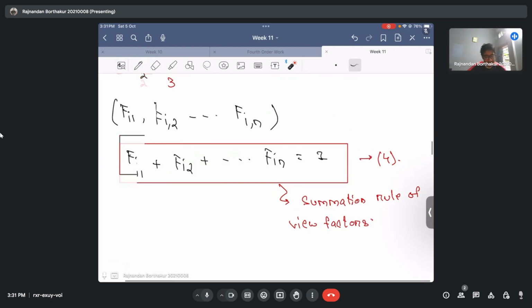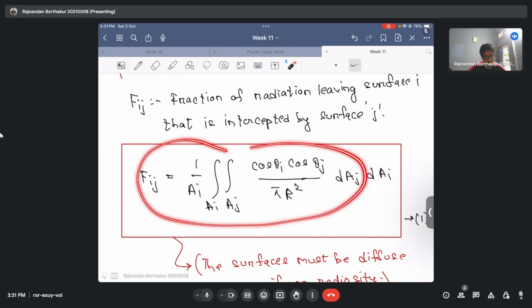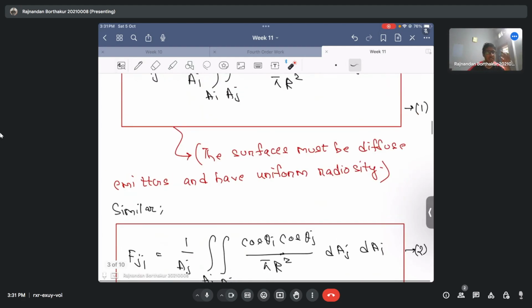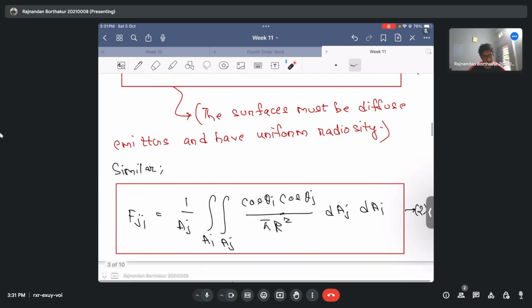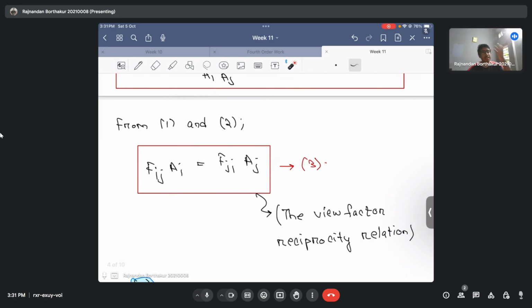So these are the things that you need to understand. First, the integral forms of these view factors: how do you define Fij, and equivalently, how do you define Fji? Then from the integral form, since the integrand is the same, you can write that Fij times Ai equals Fji times Aj. And you can of course extend this to n and m number of surfaces, for instance to a third surface, and so forth.